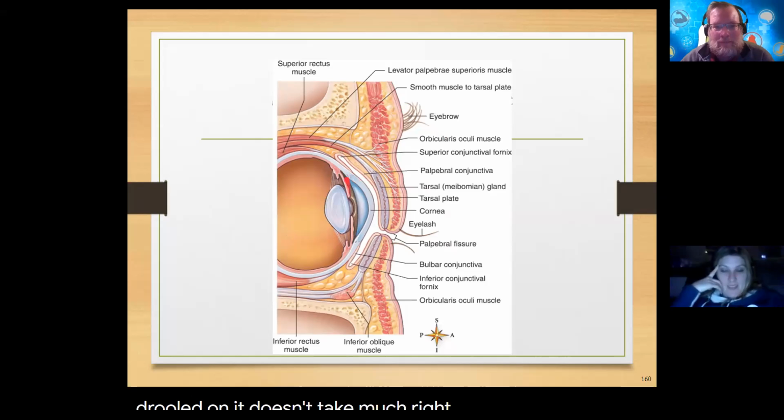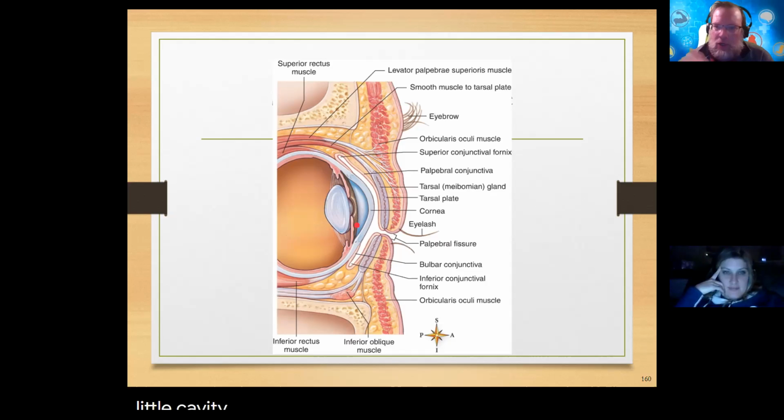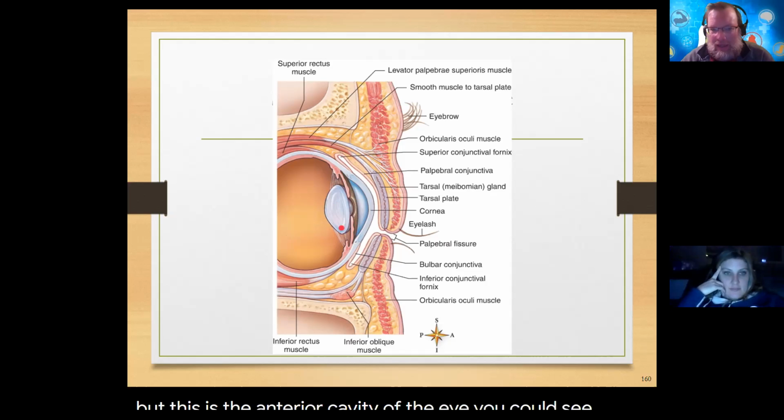So yeah. Let's see. The other thing I want you guys to see here, and we'll look at it again in a second, is a little cavity. We call it the anterior cavity, right in here. It's filled with fluid. They call it aqueous fluid or aqueous humor. This is the anterior cavity of the eye. You can see the lens is kind of the dividing wall. So if we go through the pupil, just past the iris, we end up at the lens. So this whole area is like a compartment that's filled with a clear fluid. Okay.